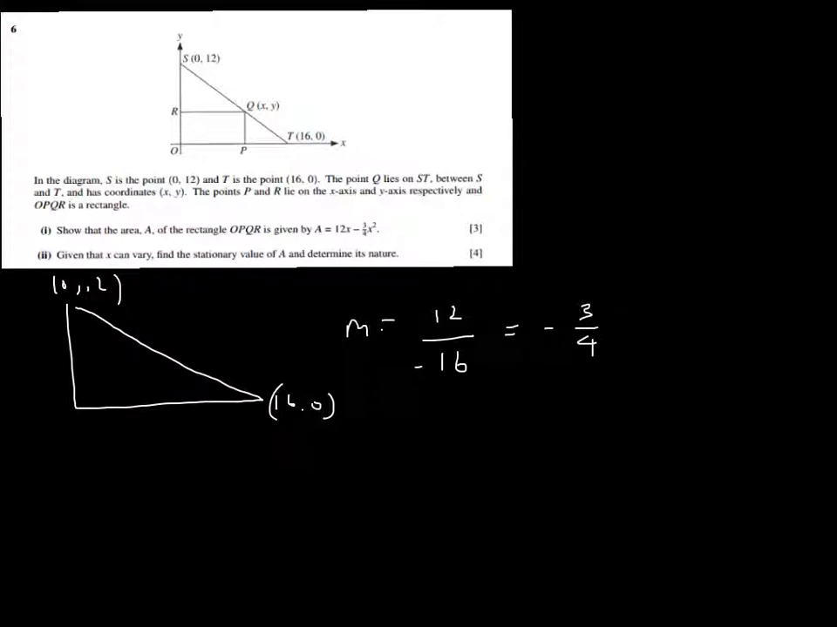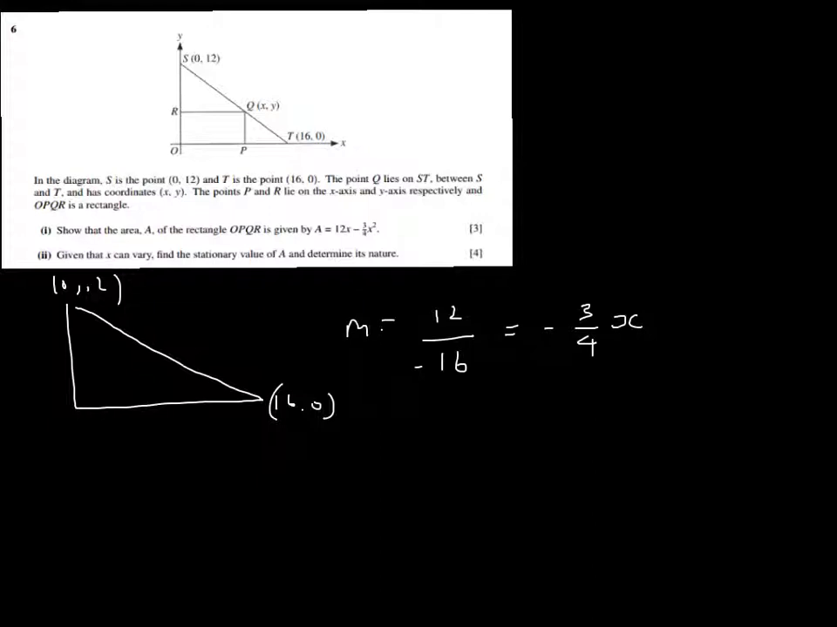take the whole massive triangle that is at 16, 0 down there and 0, 12 there, and work out the gradient of the whole thing. So the gradient of the whole thing would be 12 over negative 16, because 12 minus 0 is 12, and 0 minus 16 is negative 16. So straight away you get the gradient as being negative 3/4.